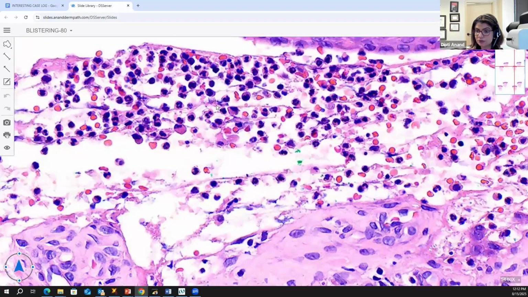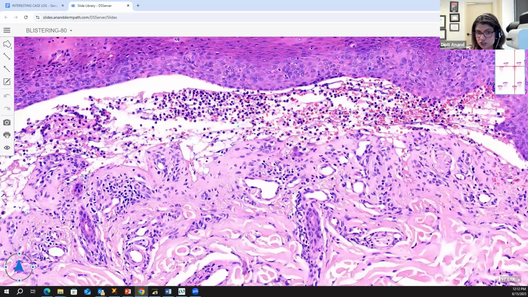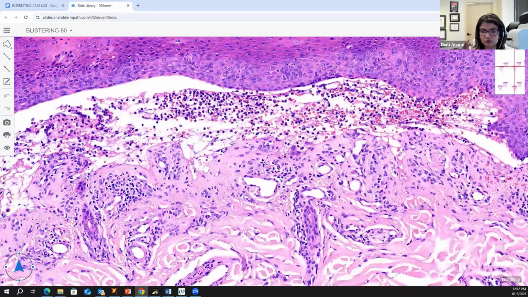So eosinophils have prominent orange granules, and neutrophils look like ants. They have multi-lobed nuclei. So make sure that you are recognizing the right cell, because that will be the only distinguishing feature between BP and linear IgA or bullous lupus. Again, linear IgA and bullous lupus will look exactly similar. The only way to distinguish them is the DIF finding.